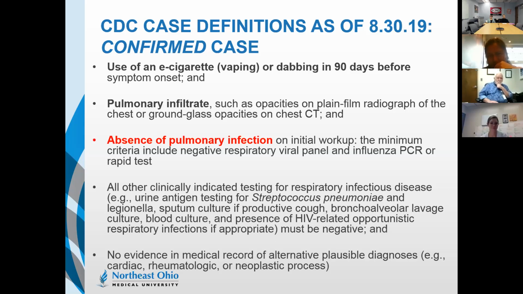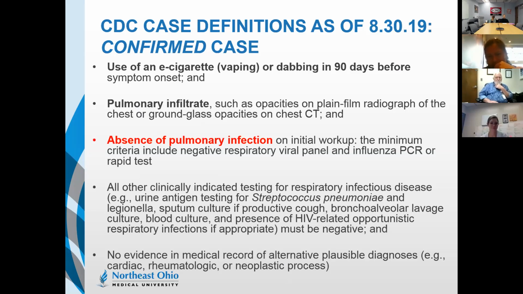So the confirmed case, basically you have to have used an e-cigarette, or you have to have dabbed, in the 90 days before your symptoms started. You have to have a pulmonary infiltrate on your x-ray or chest CT, and you are not supposed to have any sort of pulmonary infection. So basically it's a diagnosis of exclusion. So once you've ruled out about 100 other things and you have no evidence that there's anything cardiac, rheumatologic, or cancerous going on, then you can call it a confirmed case.